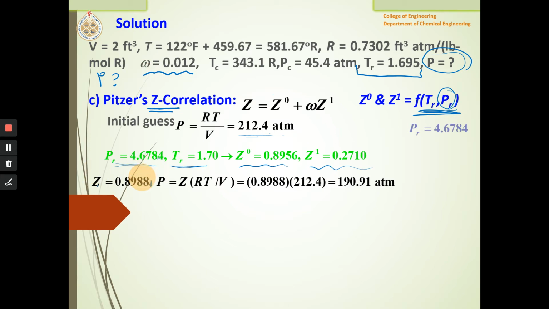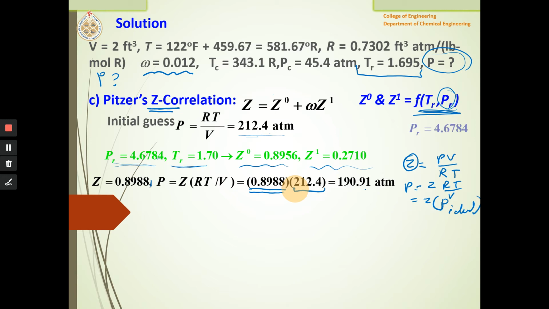But in the question, they don't want Z, they want P. And of course, Z is equal to PV over RT. Right? So in this case, if I have the Z value, I can find the P. Actually, P is Z RT over V, meaning P is Z times the ideal gas pressure. In other words, every time I will multiply my Z by the ideal gas pressure, which is here, then I will get the corrected P. So in this case, I found the corrected P. But the question again, is this P the correct answer?